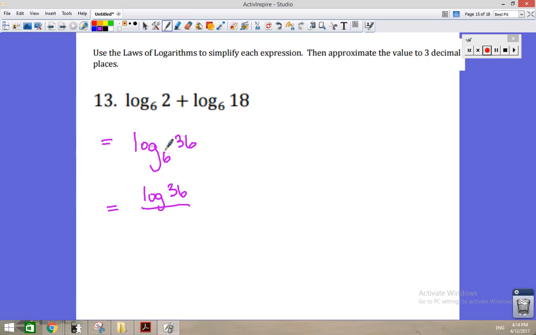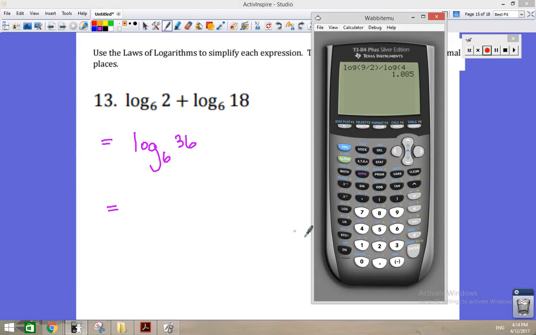And now, here, let's do it on the calculator, because they wanted me to simplify it, to write it as a single logarithm. When you go to the calculator, you take the log of 36, close the parenthesis, divided by the log of 6, and I claim that this is going to be the number 2, and there it is. Alright.